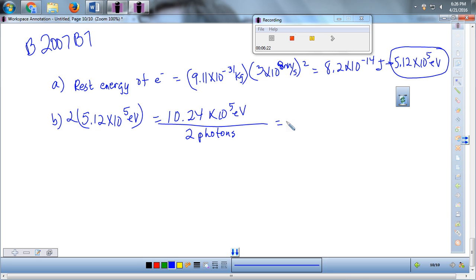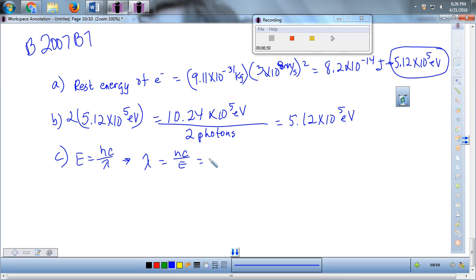So each photon is going to get 5.12 times 10 to the 5th electron volts. Okay, part C says calculate the wavelength of each created photon. Well, that's no big deal. I know that energy is equal to hc over lambda, or lambda is equal to hc over E.